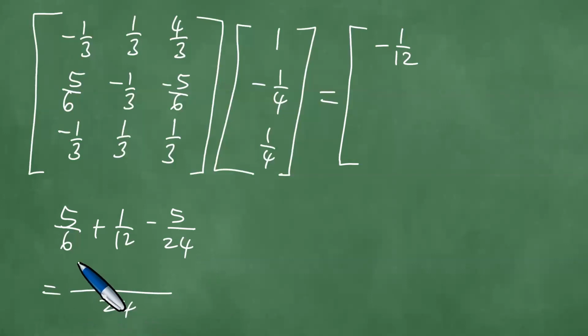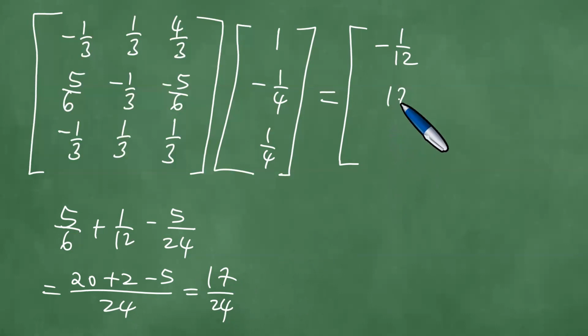24. So you divide this one by 6, you get a 4. You multiply, you get a 20. 2. Which is 22 minus 7. Minus 5. 17. So need to make sure we're getting the correct answers here. Right.